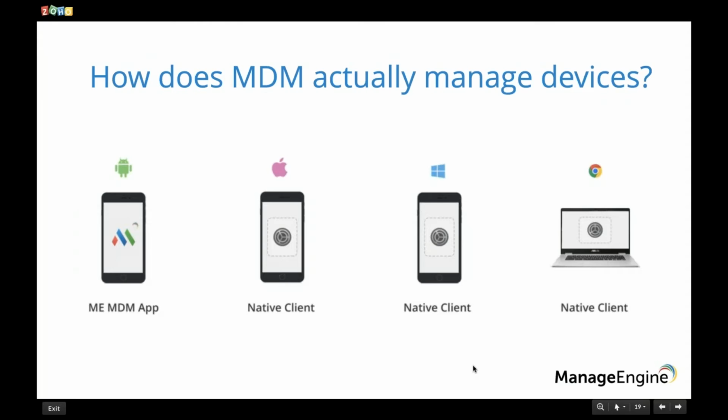Now that we have seen the architecture and how the ports facilitate the communication, the question that arises is how exactly does Mobile Device Manager Plus manage these devices? And so let me show you how that is done. In the case of Apple, Windows, and Chrome OS, we leverage the native MDM client that is already present in these devices. Whereas in the case of Android devices, we have to install an MDM app on these devices that we are managing. This way, the communication happens between these devices and the MDM server for management.